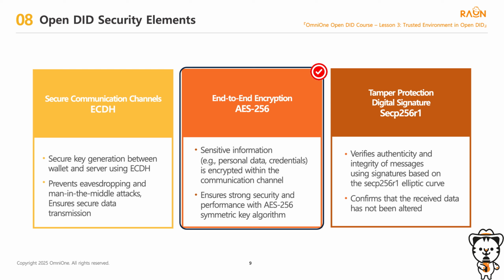Next, end-to-end encryption is provided through AES-256. The secret key exchanged via ECDH is used to apply AES-256 encryption for strong, symmetric encryption during communication. Sensitive information like personal data and credentials can be encrypted within the communication channel using this method.